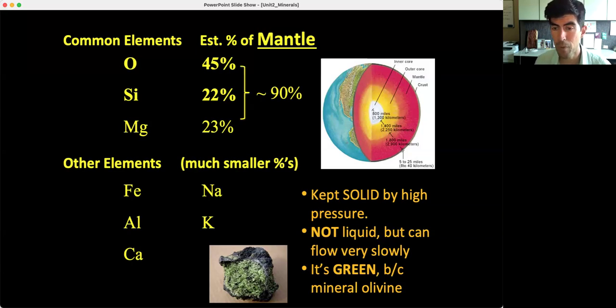So just a couple of reminders about the mantle. It's still solid. It's still under high pressure. It's not liquid. And in fact, these three elements come together to form the mineral olivine. I showed a picture last time in the previous unit, but I wanted to show you a much clearer, much more beautiful olivine mineral right here. Okay, so common elements in the crust, common elements in the mantle.